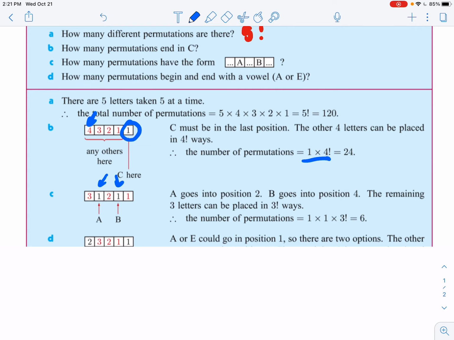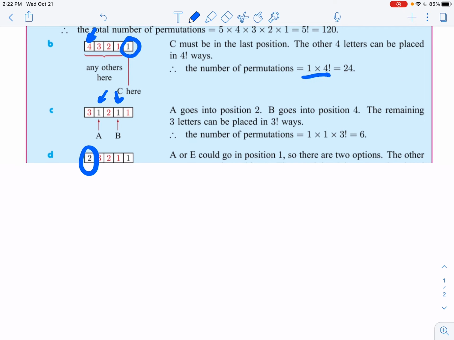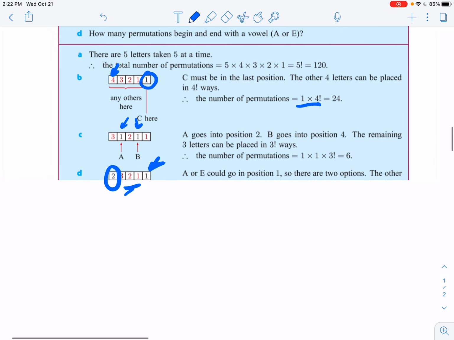How many permutations begin and end with a vowel? Begin and end. Okay, so notice you've got 2 choices here because the first one could either be an A or an E. But once that's decided, then you've only got 1 choice for the last one. And then the 3 other things can happen in the middle. That was a good little problem.